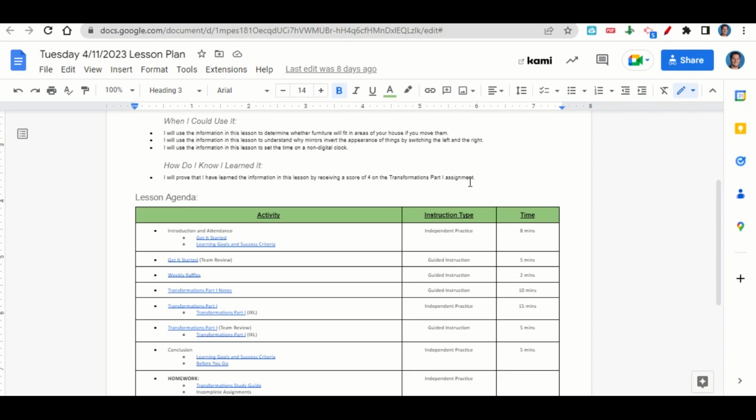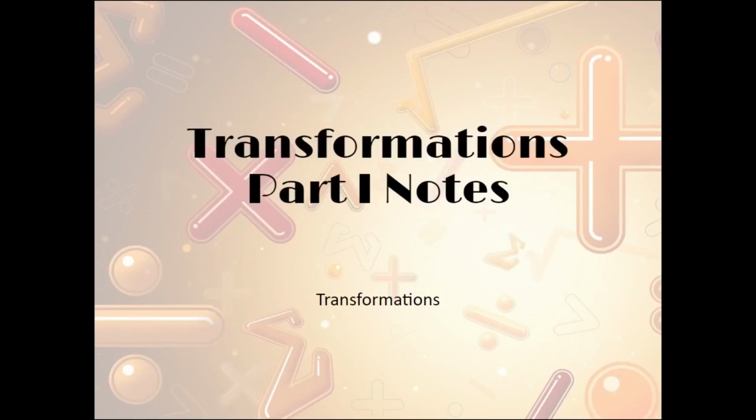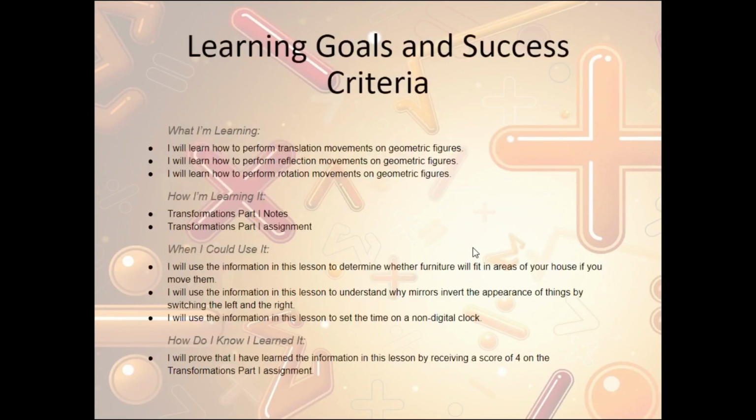1 assignment on IXL. Once you've completed the assignment, we'll go over it together and answer any questions that you may have. At the end of class, we'll go back over our learning goals and success criteria while you fill out your before you go. Your only homework for tonight is to continue working on the Transformation Study Guide and any incomplete assignments that you may have. Let's take a look now at the Transformations Part 1 notes.